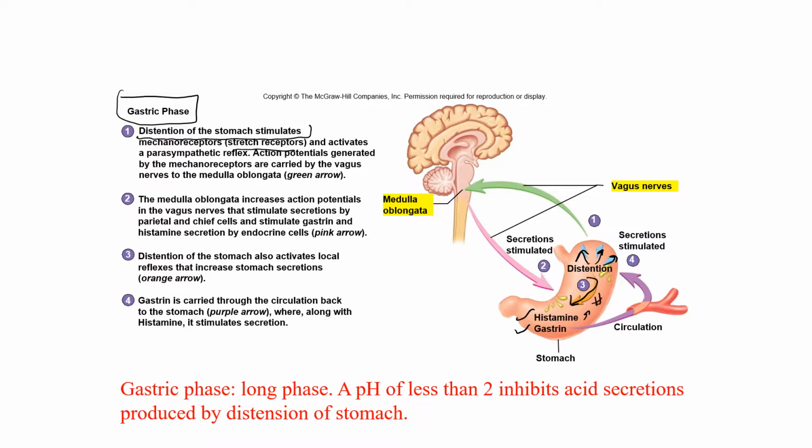Histamine will cause an increase in the secretion of hydrochloric acid. Gastrin stimulates parietal and chief cells. Parietal cells will further secrete hydrochloric acid and intrinsic factor. Chief cells will secrete pepsinogen, which will be turned into pepsin, and digestion of proteins will start.